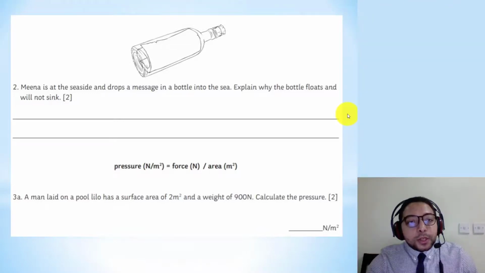Okay guys, time is over. Let's double check the answer. Mena is at the seaside and drops a message in a bottle into the sea. Explain why the bottle floats and will not sink.